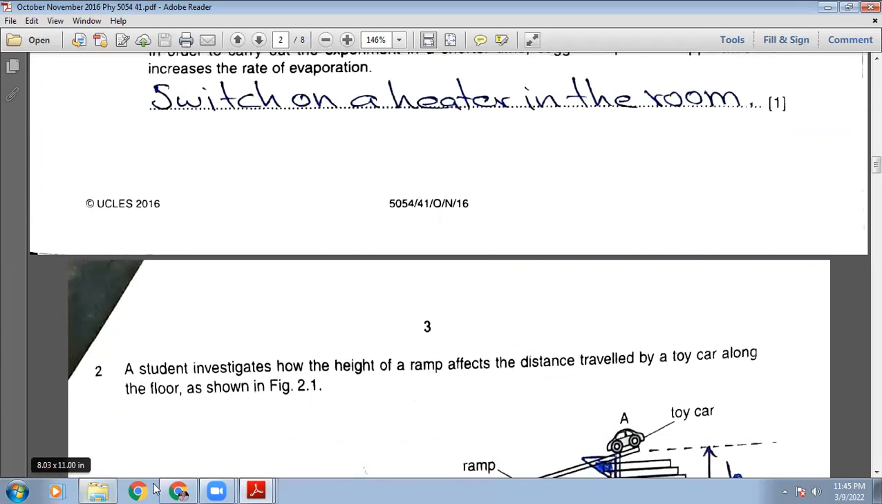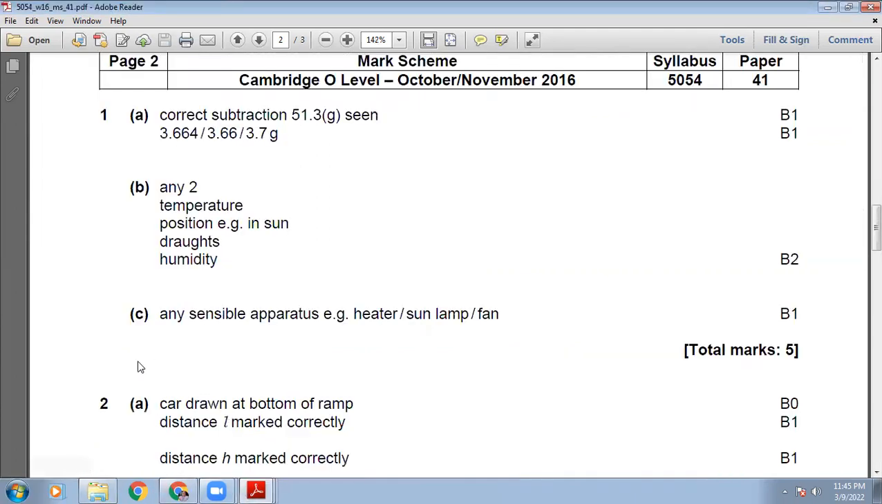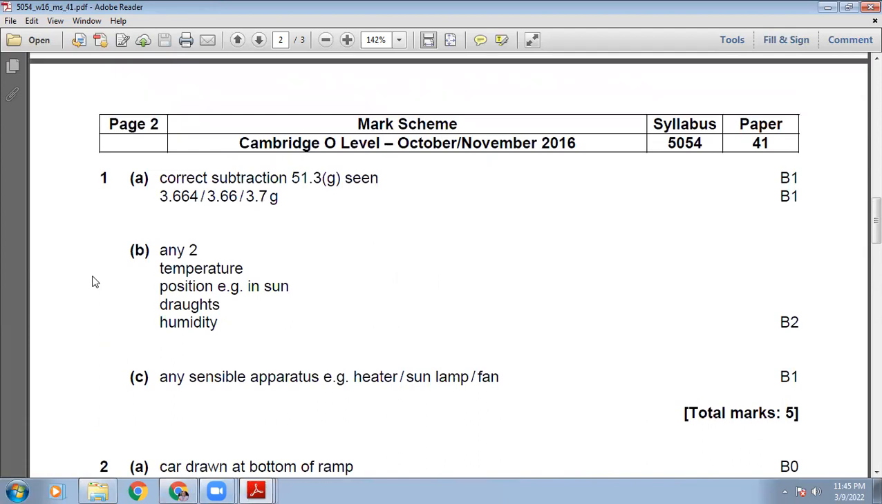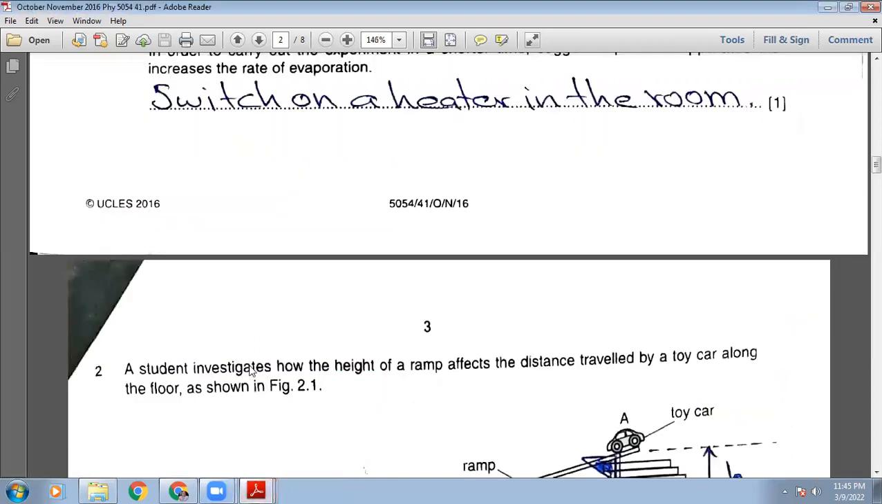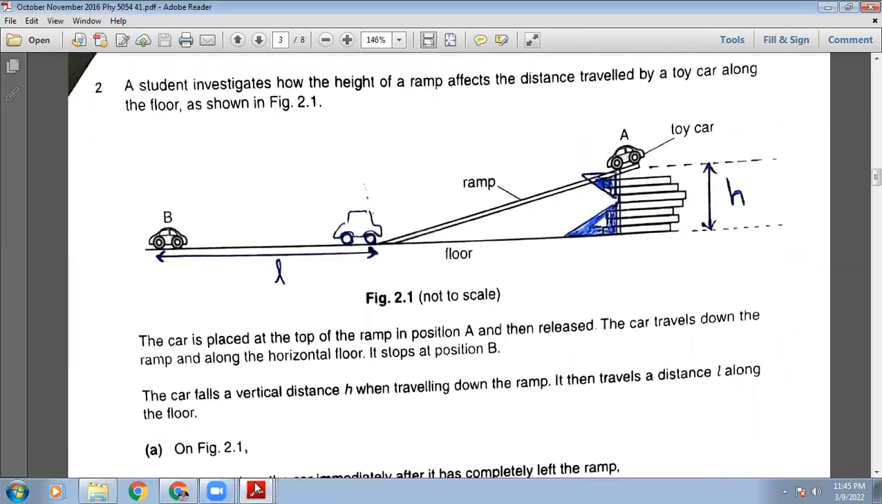So that was question number 1. Let's have a look at the marking scheme. So my dear students, the marking scheme is showing up on your screen. You can pause the video and take your time and check the answers given in the marking scheme. It is a very important habit to always check your answers with the marking scheme. Okay, so here we go.